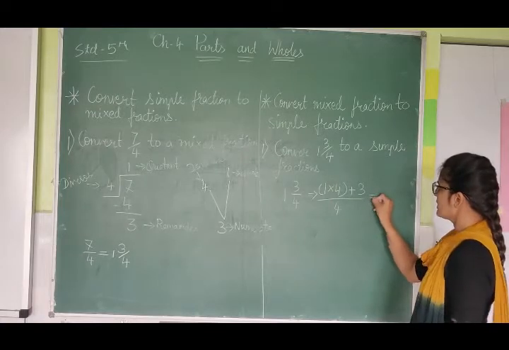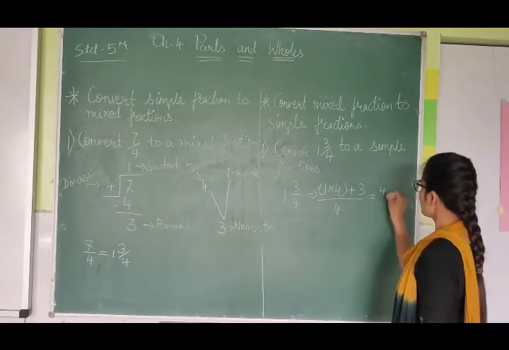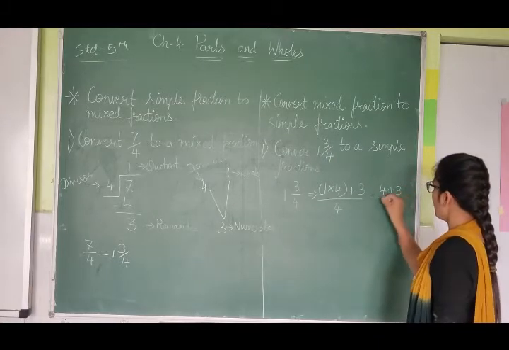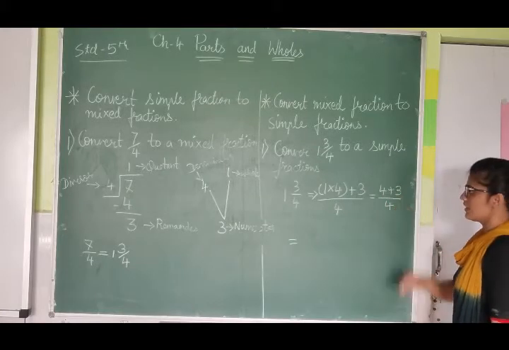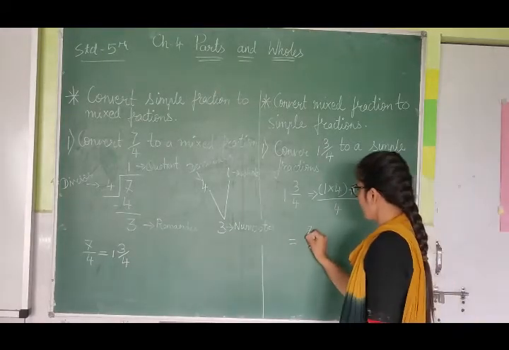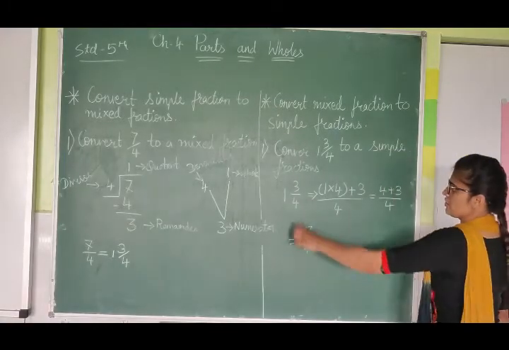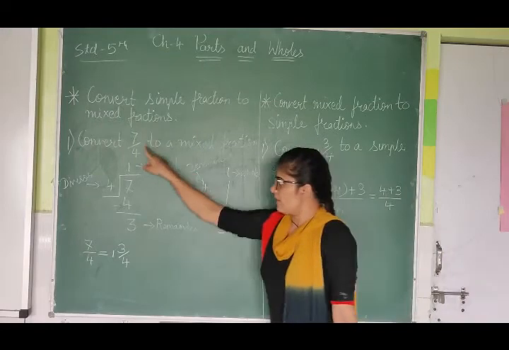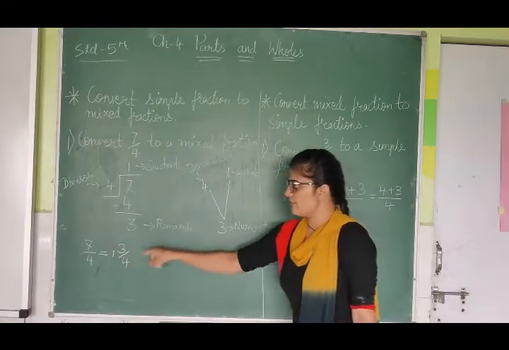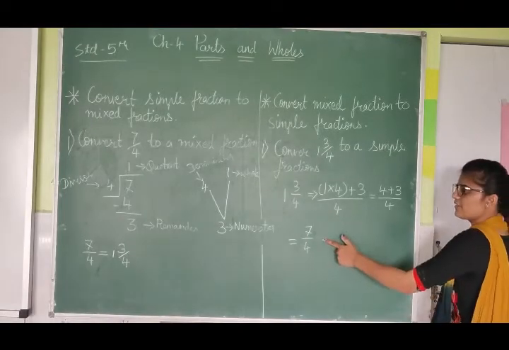So what will be the answer? 1 multiplied by 4 is 4, plus as it is 3 we will write down, divided by 4. So at the end the answer will be 4 plus 3, it will be 7 by 4. So the simple fraction of 1 3 by 4 is 7 by 4. Here you can see 7 by 4's mixed fraction is 1 3 by 4, and 1 3 by 4 again we have converted into the simple fraction and we are getting 7 by 4.